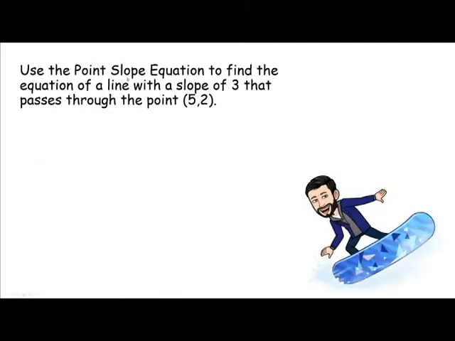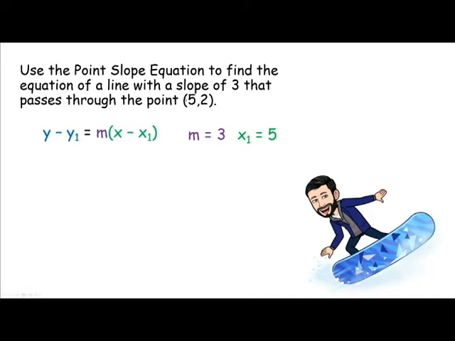Notice what this says. It says use the point slope equation to find the equation of a line with a slope of 3 that passes through the point 5, 2. Well, with my point slope formula, that's actually very easy because this 3 right here is my slope. I'm told that. And slope is indicated by the letter m.